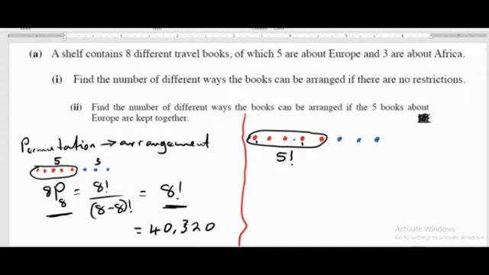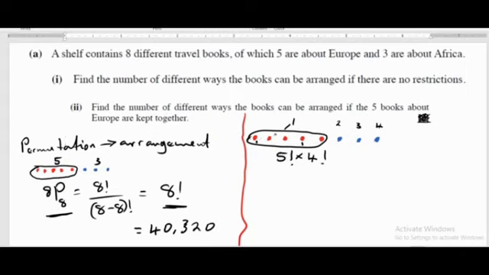Then, considering that they can also switch position, this acting as the first, this is the second, this is the third, this is the fourth. The whole of the five books are acting as an entity. So if we consider the five books as an entity, that means we have another 4 factorial. So we can have times 4 factorial. That's going to be our answer.